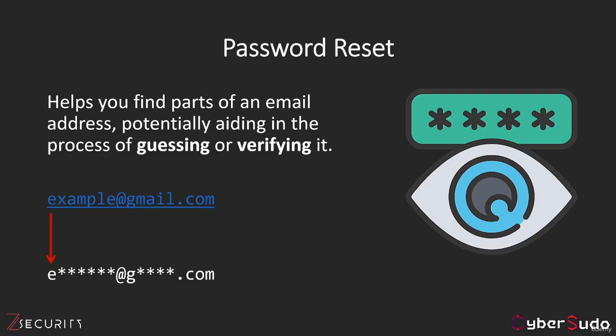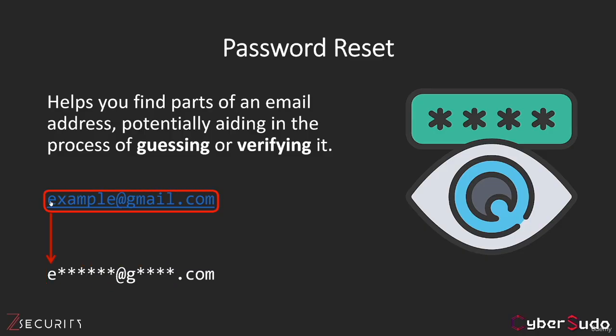For example, if you have already found the person's email address, then you can use Find My Account on Facebook to see if the partial information of an email address matches the email address that you have found. Now, when you are using password resets, you will probably get the first or last letter of an email address and then the domain name.